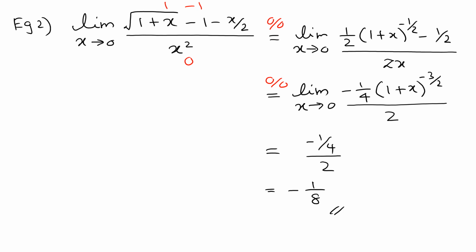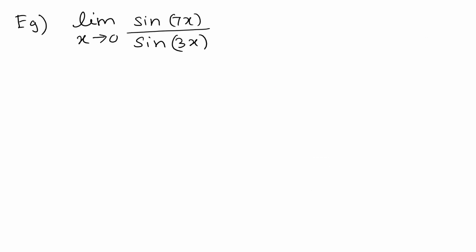So let's look at the next one. We have the limit as x goes to 0 of sine 7x over sine 3x. If you look at the graph of the sine function, at 0 it is 0. So in this problem you get 0 over 0 for the numerator and the denominator. So using the Bernoulli rule, we're going to look at the derivative instead.